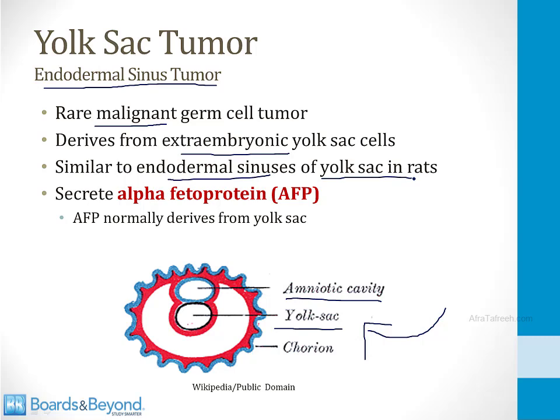And one of the things you definitely want to remember about this tumor for your boards is that these types of tumors tend to secrete alpha-fetoprotein, and that's because AFP normally derives from yolk sac cells. And the way I've always remembered this is that the word yolk sac has sac in it, and the A in sac is for AFP. You can use that if you wish. It's always helped me to remember that AFP is associated with yolk sac tumors.